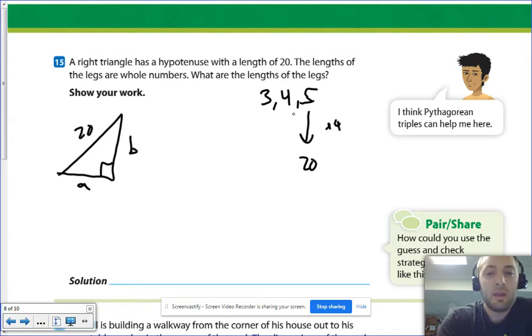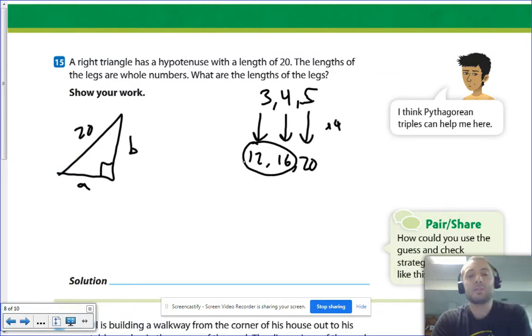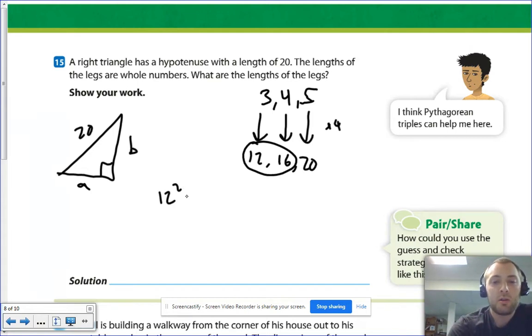So I can do the same thing with the 4. 4 times 4 is 16. And 3 times 4 is 12, and it should work. Our answers should be 12 and 16 then. But let's double check to see if that works. Is 12 squared plus 16 squared equal to 20 squared? This is what we're hoping works.